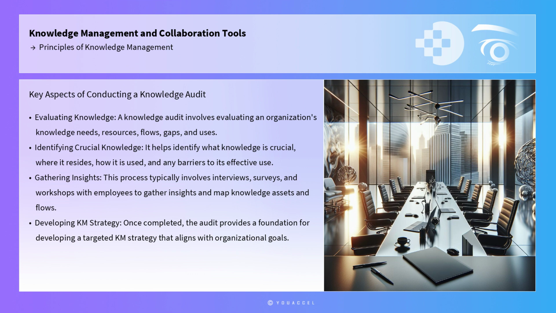A practical approach to KM is the use of knowledge audits. A knowledge audit involves evaluating an organization's knowledge needs, resources, flows, gaps, and uses. It helps identify what knowledge is crucial, where it resides, how it is used, and any barriers to its effective use. By conducting a knowledge audit, organizations can develop a clear understanding of their current knowledge landscape and identify areas for improvement. This process typically involves interviews, surveys, and workshops with employees to gather insights and map knowledge assets and flows. Once completed, the audit provides a foundation for developing a targeted KM strategy that aligns with organizational goals.